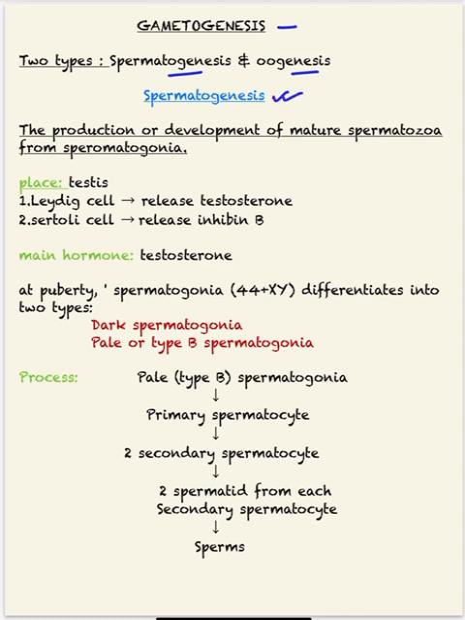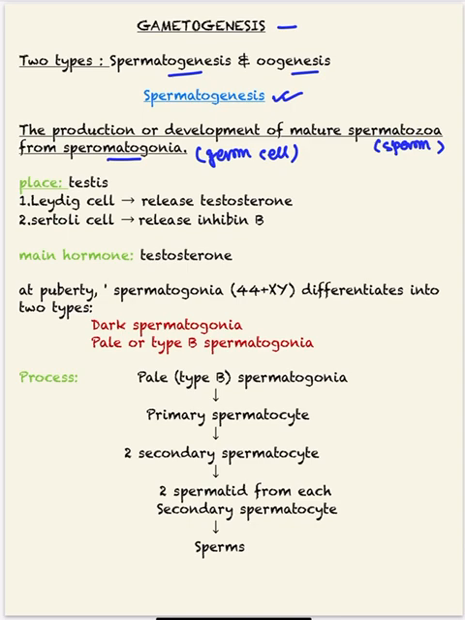What is spermatogenesis? The production or development of mature spermatozoa or sperm from spermatogonia is called spermatogenesis. What is spermatogonia? This is a germ cell. Spermatogonia gives rise to mature spermatozoa or sperm. The whole process is called spermatogenesis.